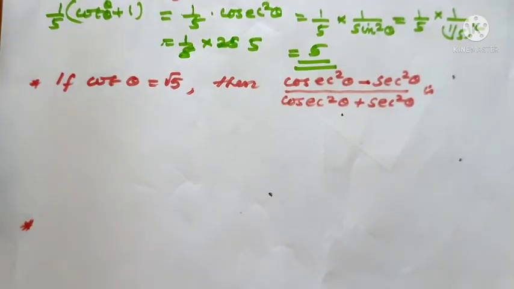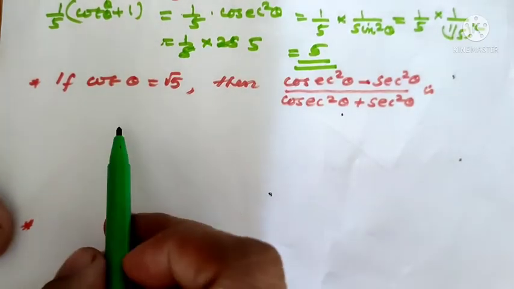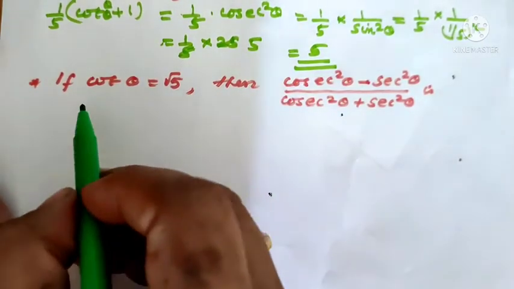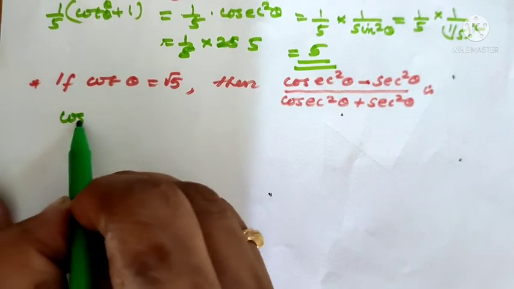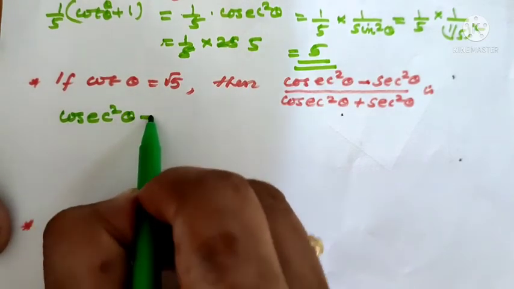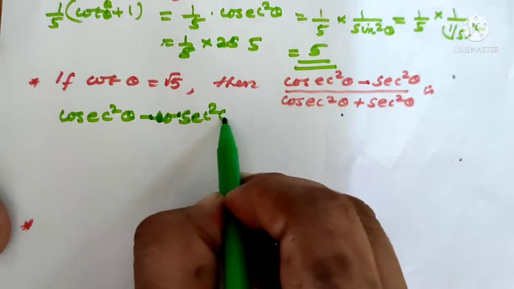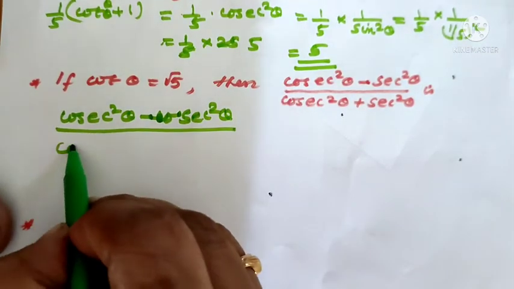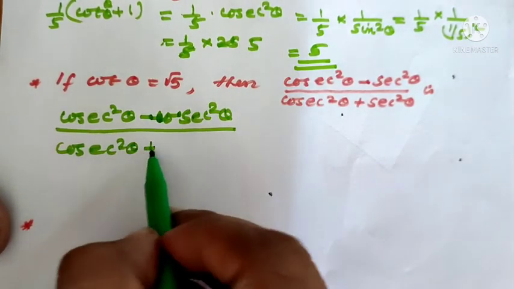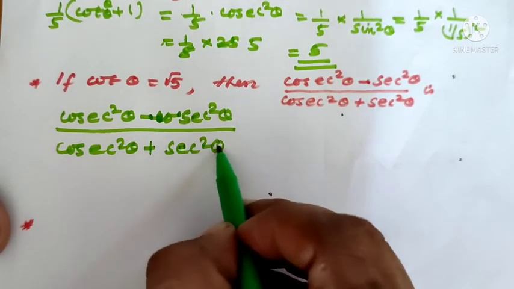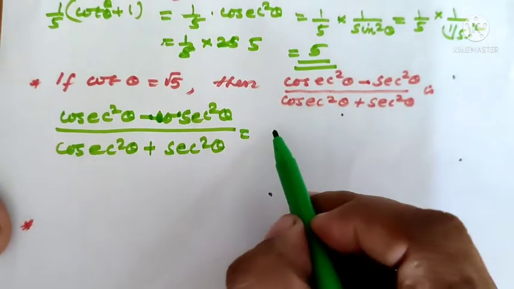Cot theta equal to root 5, then cosec square theta minus sec square theta divided by cosec square theta plus sec square theta only. So we will go for cosec square theta. First we will calculate cosec square theta minus, sorry, sec square theta, divided by cosec square theta plus sec square theta. We will go for the identity, that is easy for here.